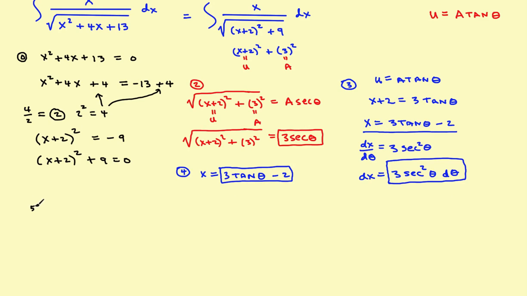So what step 5 will be, you've got the integral, and then we'll have, in place of x, put what x is equal to. So x is equal to 3 times the tangent of theta minus 2. Now on the bottom, the square root is equal to 3 times the secant of theta. So this will become 3 times the secant of theta. And then finally, put all this in parentheses, dx turned into 3 times the secant squared of theta d theta. So this will be 3 times the secant squared of theta d theta.